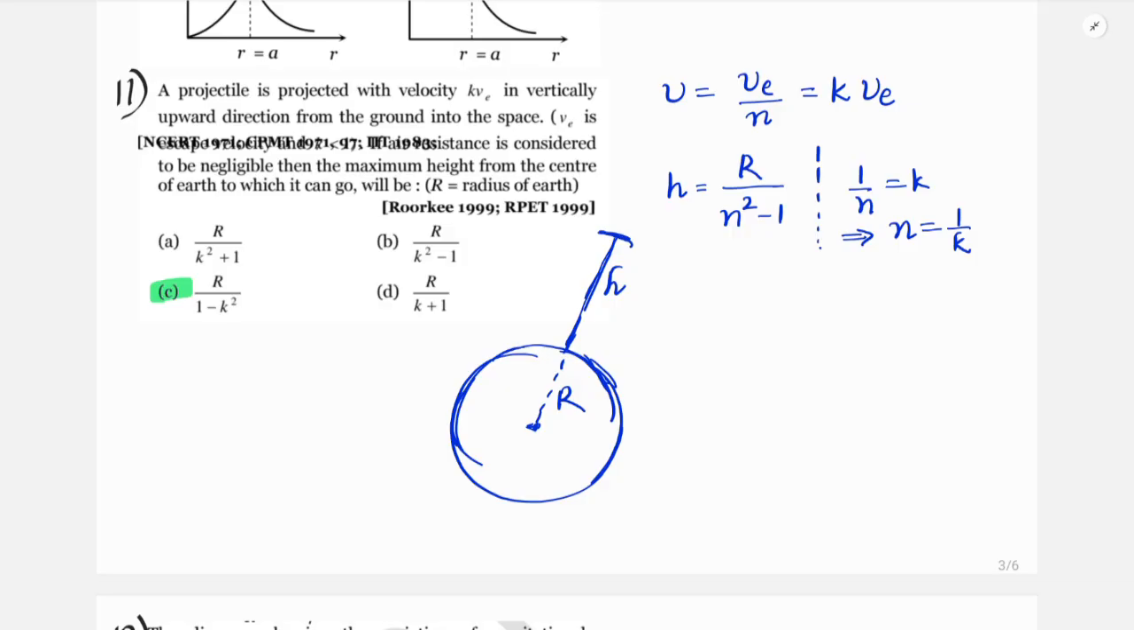Now suppose, remember, we know this is, if suppose this is a fractional velocity, the projected velocity is a fractional velocity of this, 1 by n.